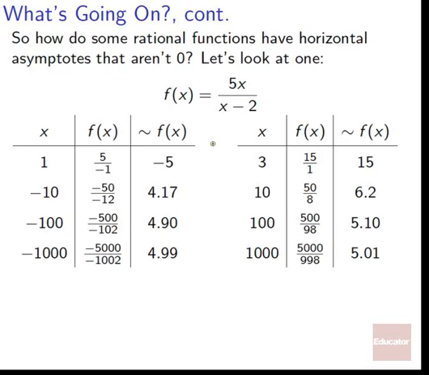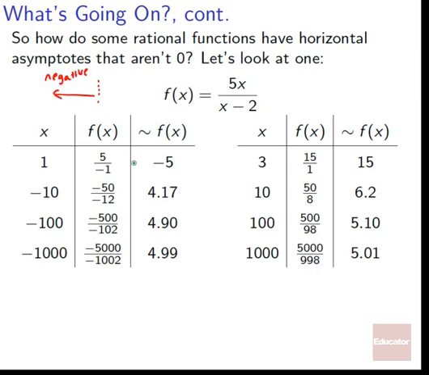So let's look at one. f of x equals 5x over x minus 2. And of the two graphs that we saw, that was the one on the left, the red one that had a horizontal asymptote at 5. So if we plug in, once again, this will be the negative side, what happens is we go more and more negative.